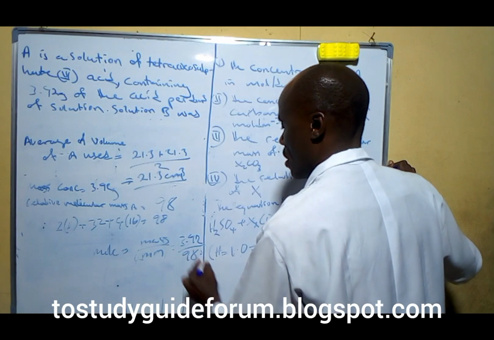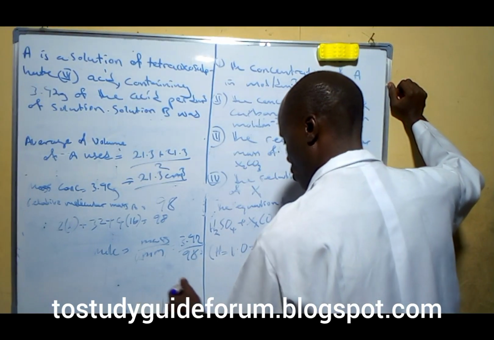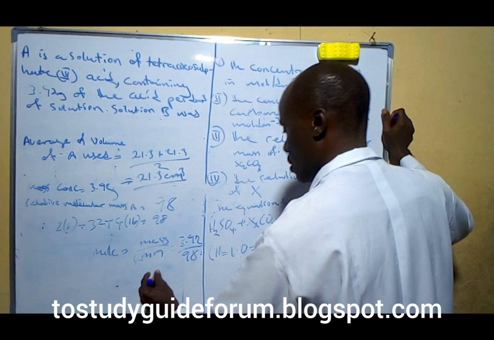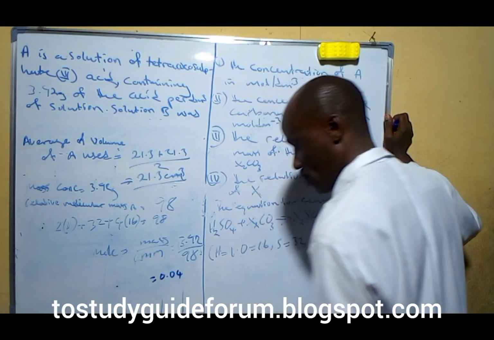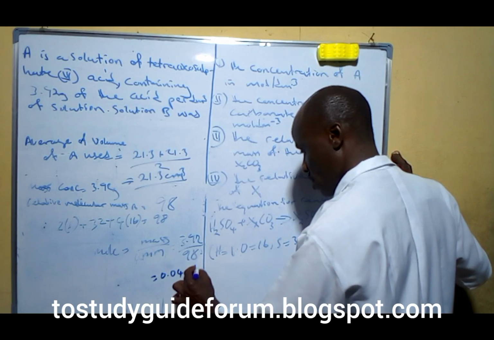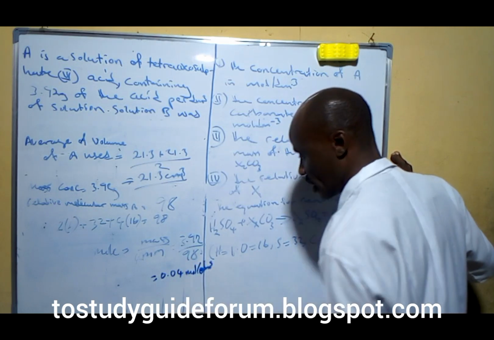Over 98. Then the value we get there will be approximately 0.04 mole per dm cube. That is what we have.